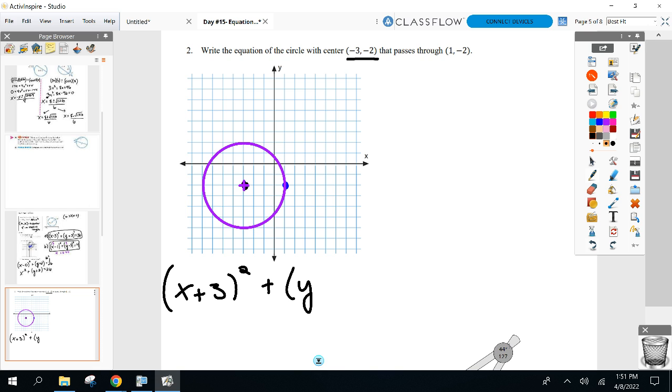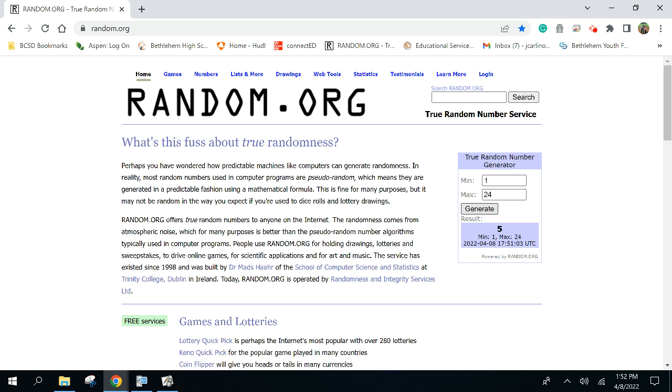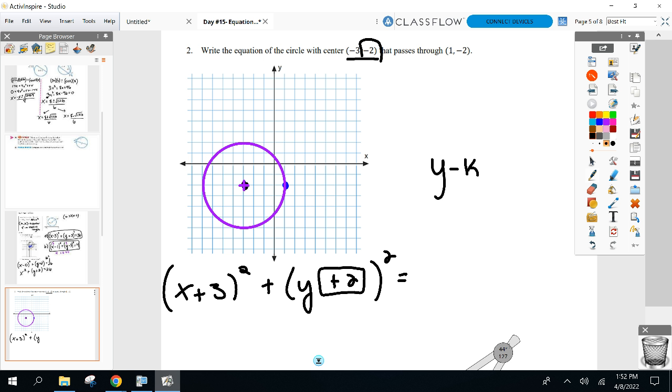Wait, repeat the question. I need to know what I need to put here if my y coordinate is negative 2. But hold on, it's y minus. No, plus 2. Why is it plus 2? Because y minus a negative 2 becomes y plus 2 squared. You good? What about the radius length? How long is the radius here? 4 units long. Yep, just count it, right? 4 units. So I'm going to put a 16 here.